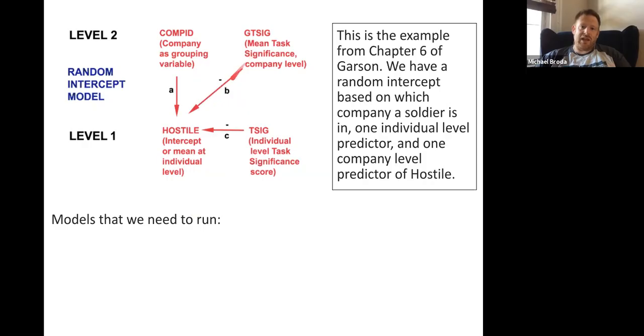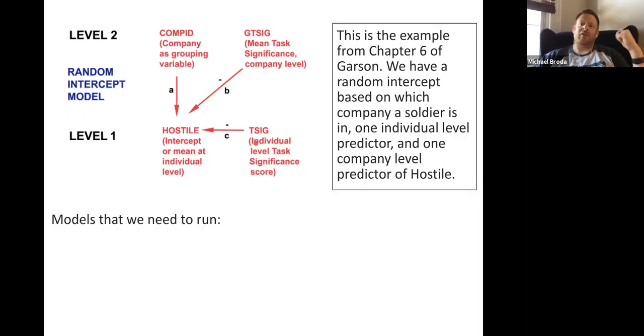The other thing that we're looking at here is a group level or company level measure of task significance. So this is a cool example of what you can do with multi-level modeling. If you know all the folks that are in the company and you have their individual scores, you can take the mean of those scores and get the group mean of that individual variable at the higher level. And that actually takes on different properties than the measure of the individual behavior, which is pretty wild.